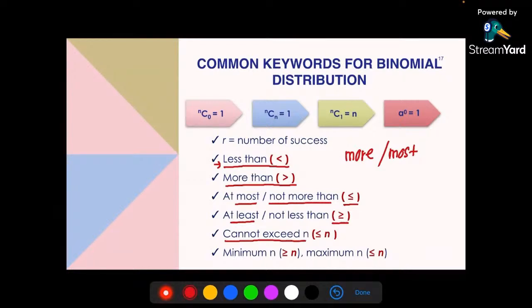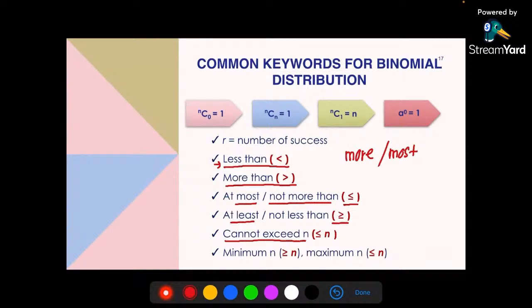Okay, minimum. Minimum maksudnya sekurang-kurangnya. So maksudnya it could be more than. Minimum number contoh. Saya nak minimum number 2 orang. So dia boleh jadi 3, boleh jadi 4. Maksudnya greater than that number. So sama lagi maximum. Maximum adalah tak boleh melebihi. Means that it is less than or equals to N.